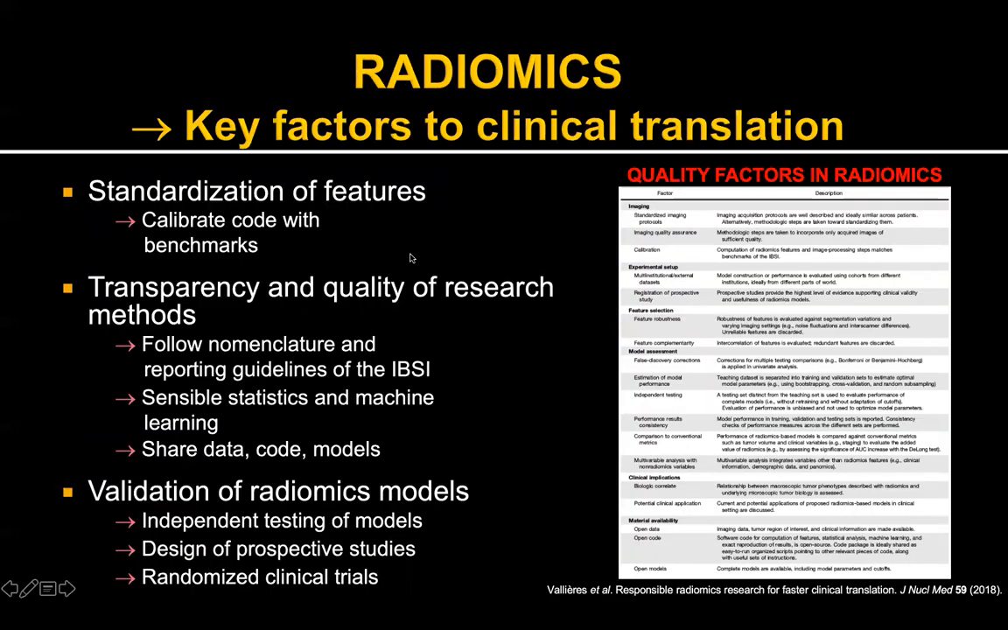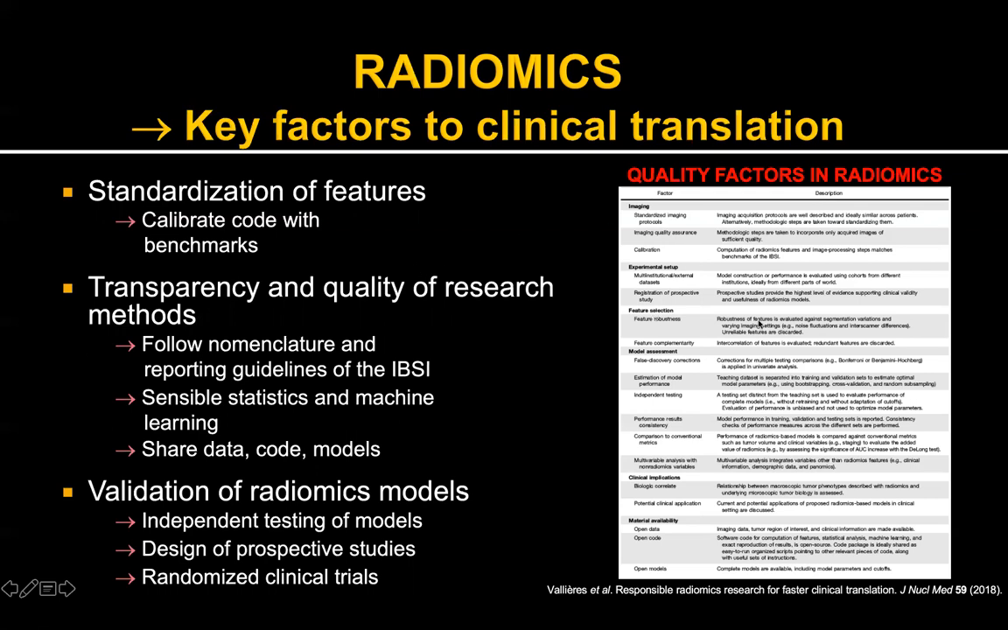And the key factors to clinical translation, as I said, first key is standardization of features. Then, in order to calibrate our code with some benchmarks for which the community would have agreed upon, transparency and quality of research methods in order for others to reproduce what we've done, and validation of those models, obviously, with independent testing, design of prospective studies based on those models, randomized clinical trials, and so on. The road ahead is long to implement some radiomics models that could help patients. And the first challenge, as I said, is about standardization of features.